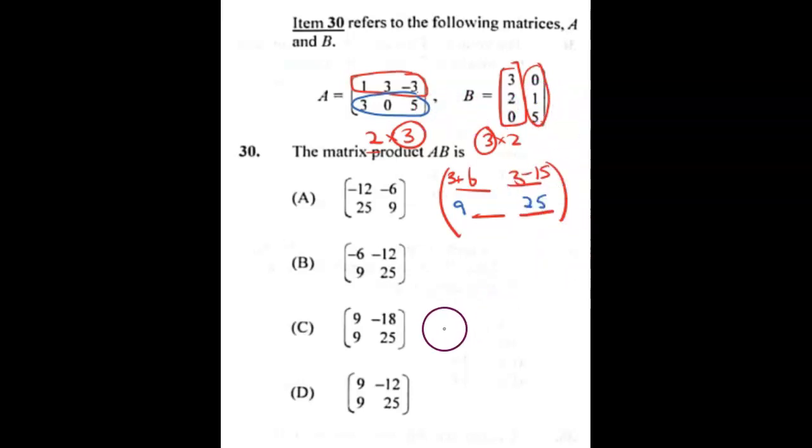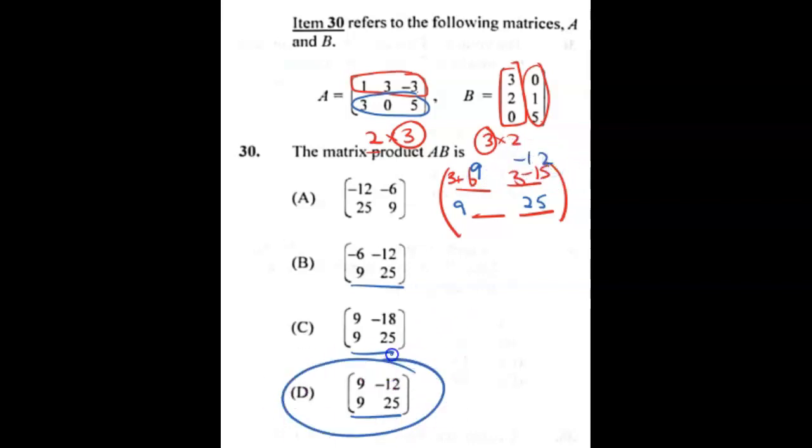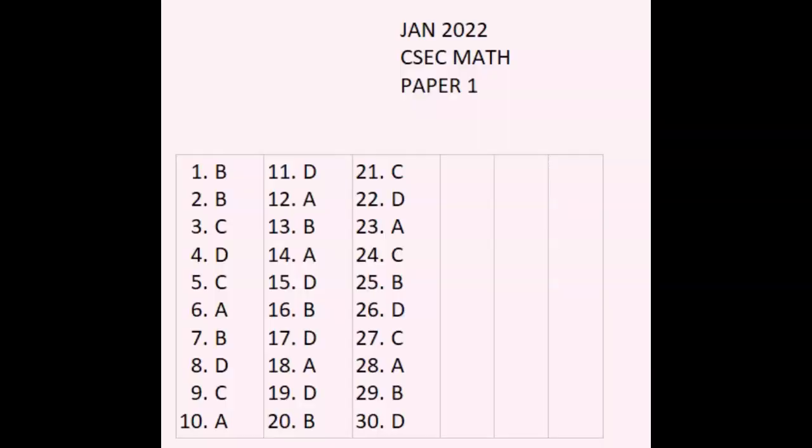So I know my ending values, the values at the bottom are 9 and 25, which actually have them in these three answers. But the top value here will be 9, and this will be minus 12. So 9 minus 12, 9, 25. D is the answer. So again, to recap the first 30 answers for this paper, this is it.